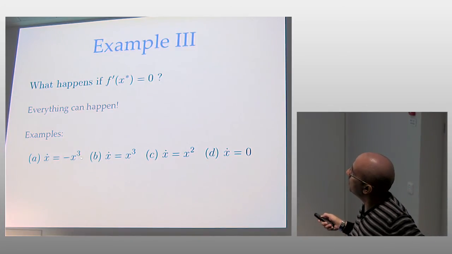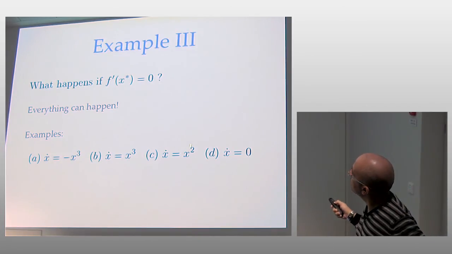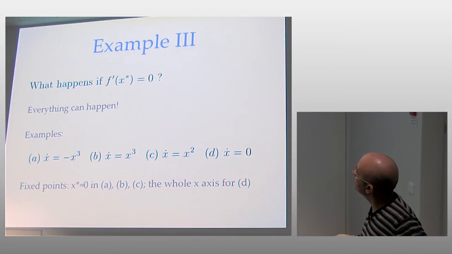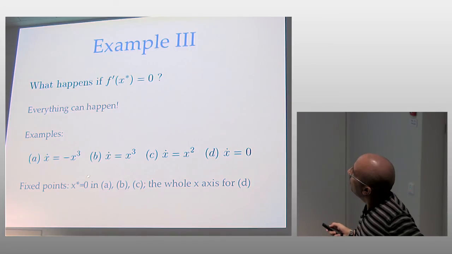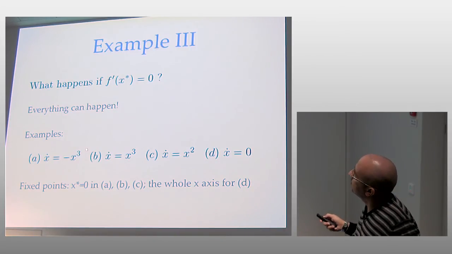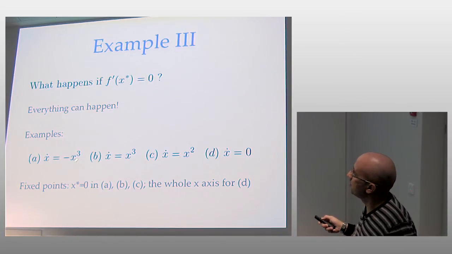So here you have a cubic with a minus, a cubic with a plus, a square, and then 0. What happens in these cases? x star equal to 0. Of course, the fixed point is 0 here, because this is the only value where this thing is 0. The same here, the same here, right?